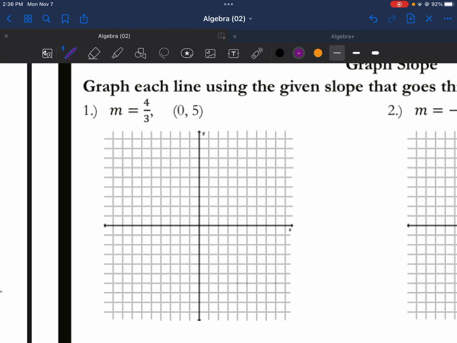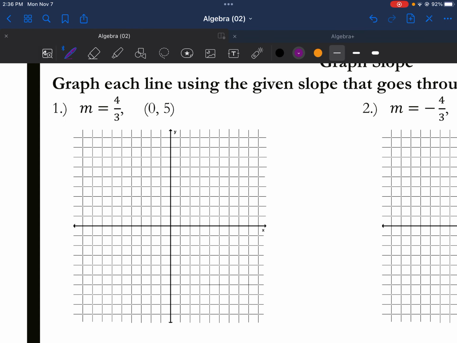So let's take a look at number 1. You have a point. We know that points are all x, y. So let's go ahead and plot that. We start at the origin. We go to our x first. Well, 0. All right, well, I don't move left or right. Y is 5, so go up 1, 2, 3, 4, 5 right here. So I'm going to plot my point 0, 5 right here.